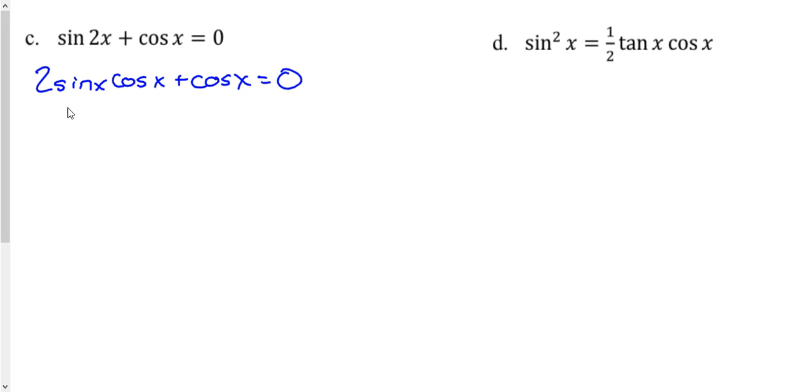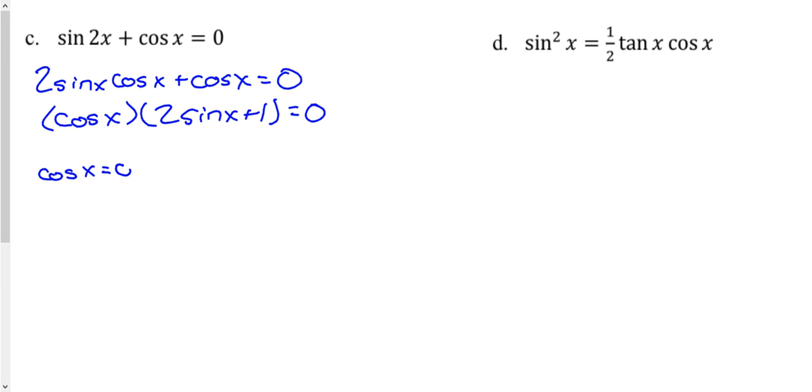From here, I'm going to factor out a cos x to see what I end up with. So I have cos x factored out, and then we have 2 sine x plus 1 left over equals 0. I'm going to set both equal to 0 now. So I'm looking for when cos x equals 0 and when sine x equals, well, basically that's negative 1/2. So that's my two that I'm looking for.